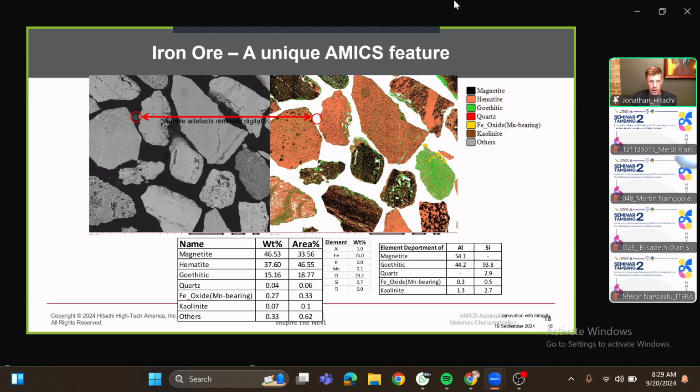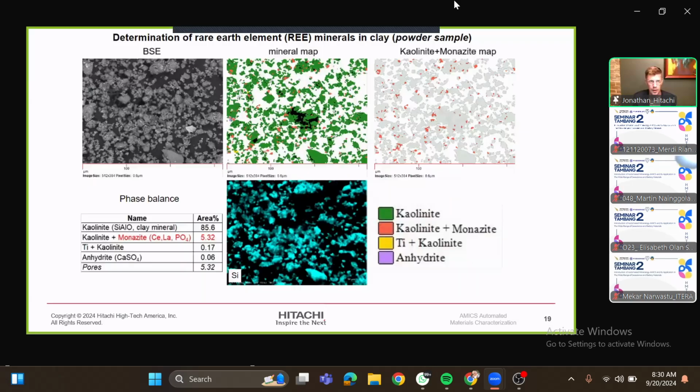Right? And here's an example of determining rare earth element minerals in clay. So you're in Indonesia, which is the king of clay, right? And so we can take a look at these very fine grained rocks. And I think I'm going to have Chi take a look at some of these. So we can really start to look for some of the rare earth minerals and make the mineral maps that we need to.